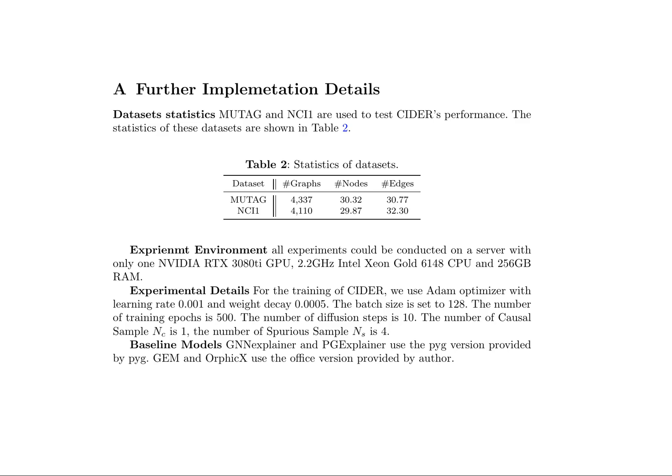The training process for CIDER employs the Adam optimizer with a learning rate of 0.001 and weight decay of 0.0005. A batch size of 128 is utilized, and the model is trained for 500 epochs. A critical parameter in the CIDER algorithm is the number of diffusion steps, set to 10, which controls the depth of the diffusion process. Furthermore, the number of causal samples is set to 1, and the number of spurious samples is set to 4.